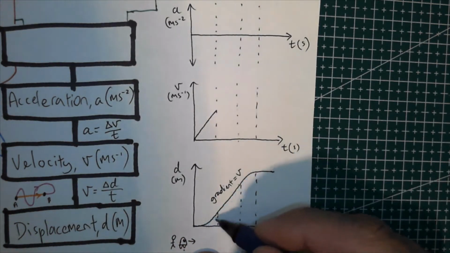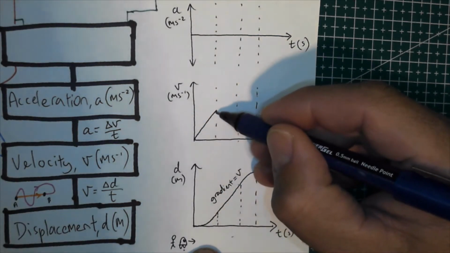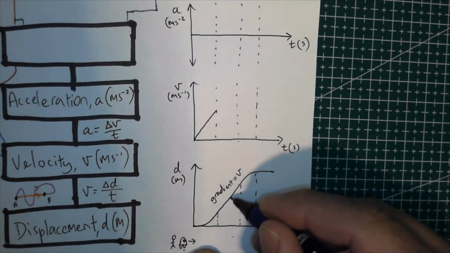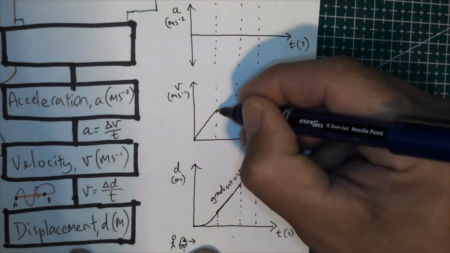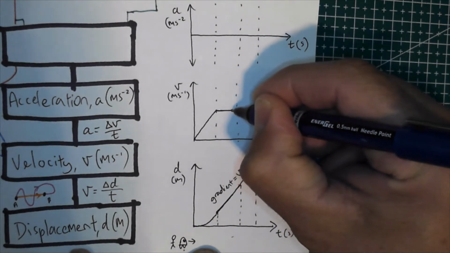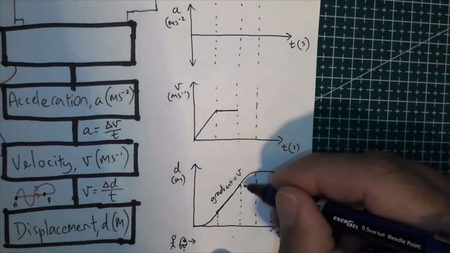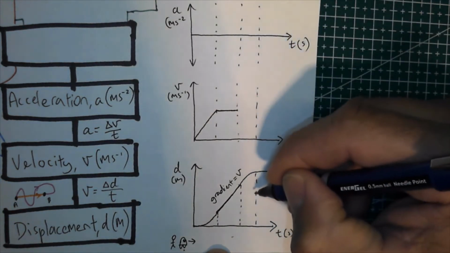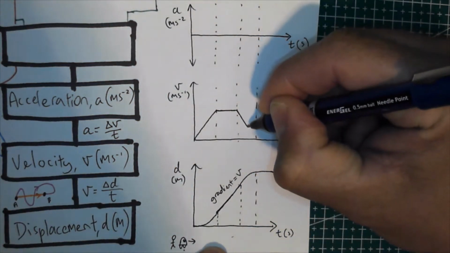Over here, if we look at the gradient is slowly increasing over time, which means that the velocity on the velocity time graph must also be increasing over time. In this section here, we have a constant gradient, which means we must have a constant velocity. So on the velocity time graph, for the same motion, you get a flat line section here. In this section here, the gradient is getting less over time, which means the velocity must be getting less over time. So the line comes down like this.